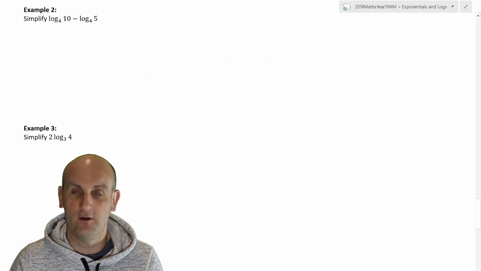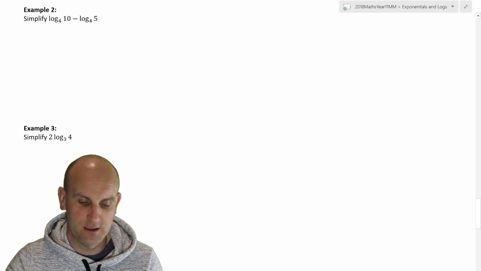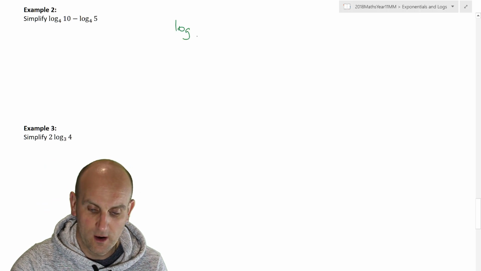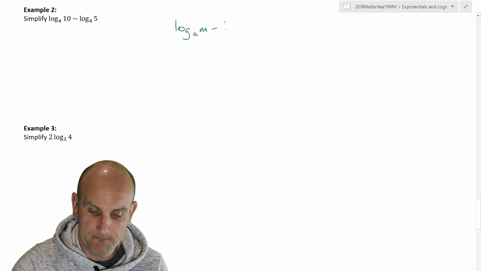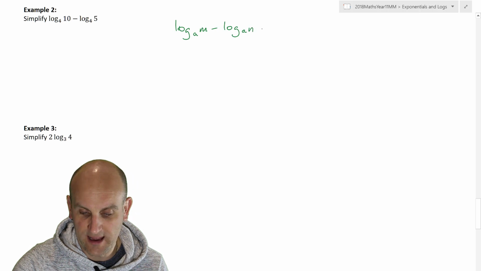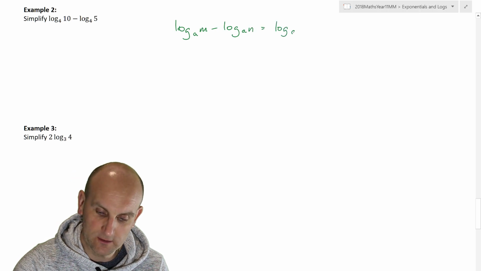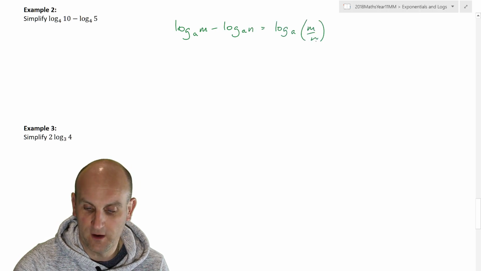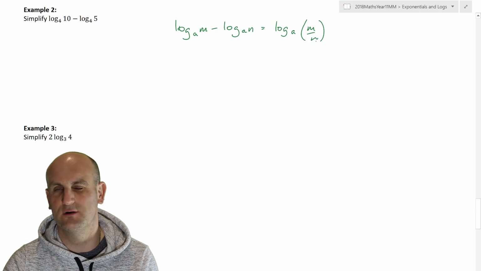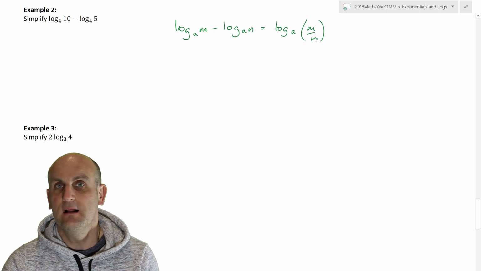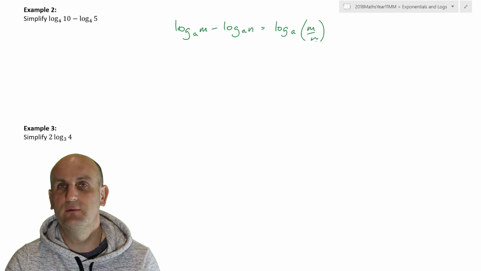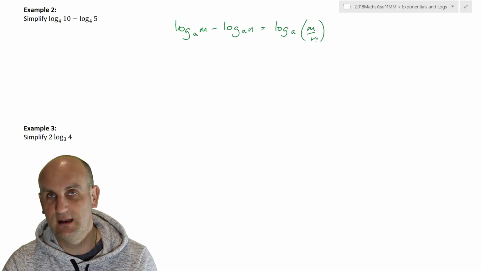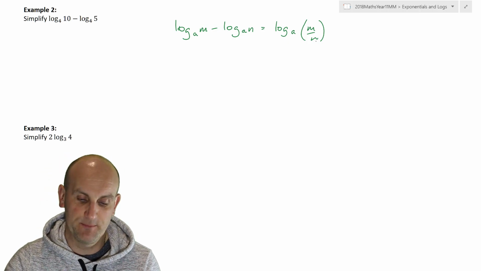So in the same way as when you add logs, you multiply, when you subtract logs, guess what you do? Yep, you divide. So log base a of m minus log a of n is exactly the same as log to the base a of m over n. Now, I'm going to give you a bit of a warning here, because this is the one rule that's misused all the time. People make horrible mistakes, and I'll explain later on why that is the case.